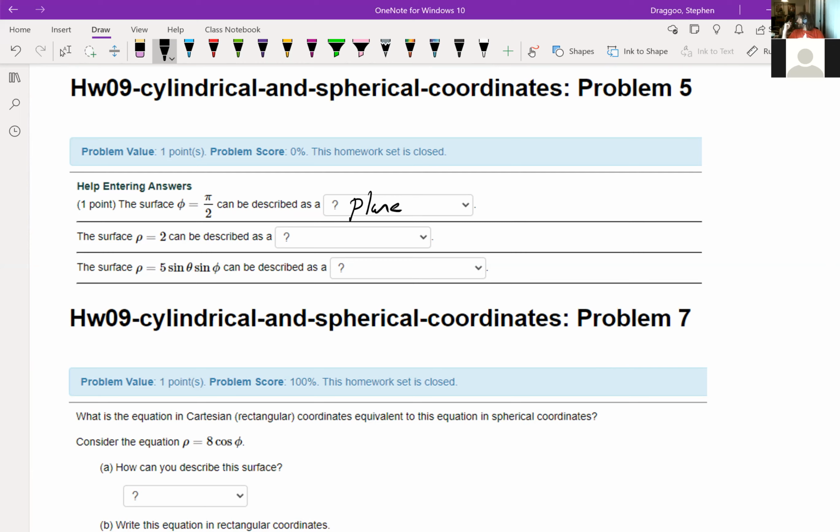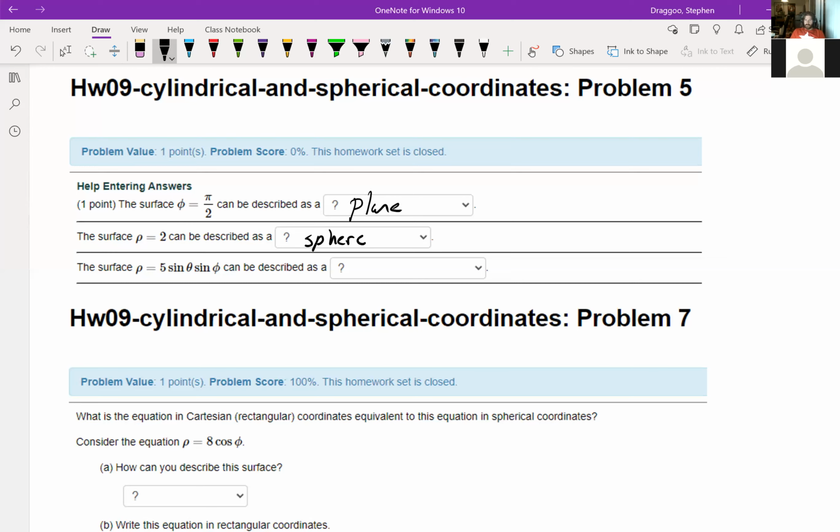So anytime we've got phi equals an angle, that's going to be some kind of plane. We just happen to get a particularly easy one to describe in this example. The surface rho equals 2 is a sphere. This one also usually doesn't need too much explanation. It's the sphere of radius 2 centered at the origin. The next two we're going to look at tend to be a bit funkier.